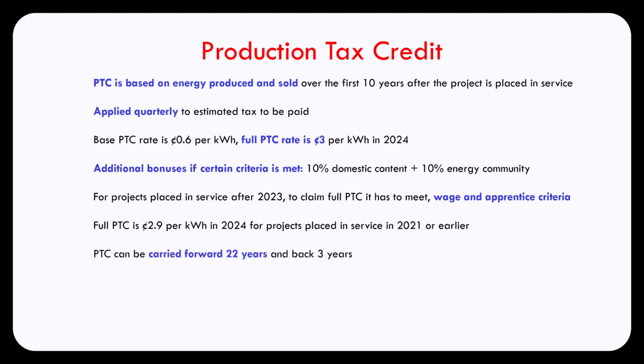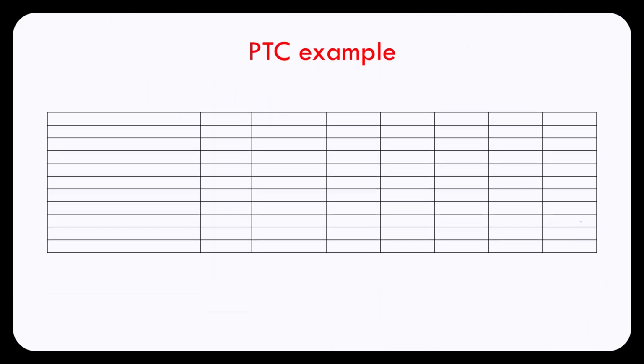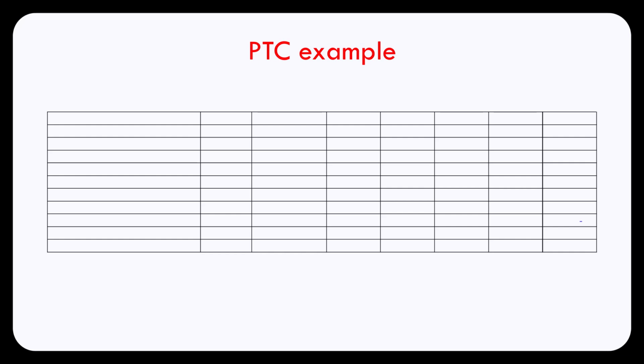PTC can be carried forward 22 years and it can be carried back 3 years. PTC will phase out in 2032, or when emission from electricity production is lower than 75% of that of 2022. The PTC will transition to technology neutral credit in 2025. But the terms of the tax credit will essentially remain the same. Let's now go over the PTC example just to see how PTC is calculated.